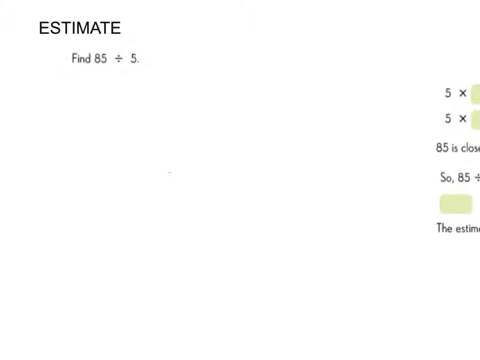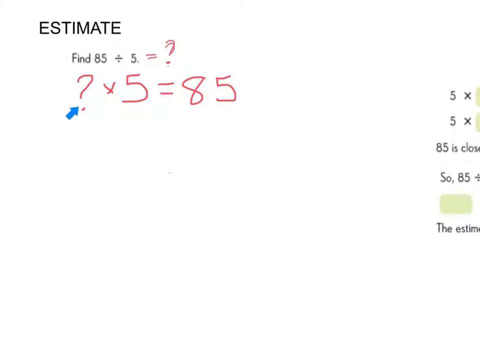So here's our new problem. Estimate to find the answer of 85 divided by 5. So what are we looking for? We are looking for this answer. We're looking for this question mark. We can flip that around into a multiplication problem to see what we can find. So we're looking for what times 5 is close to 85.